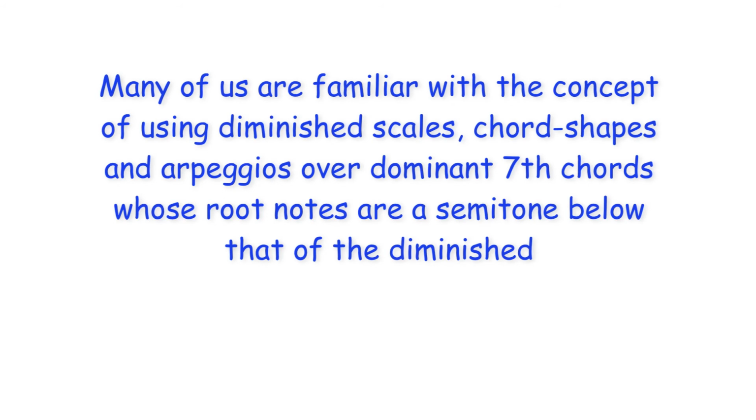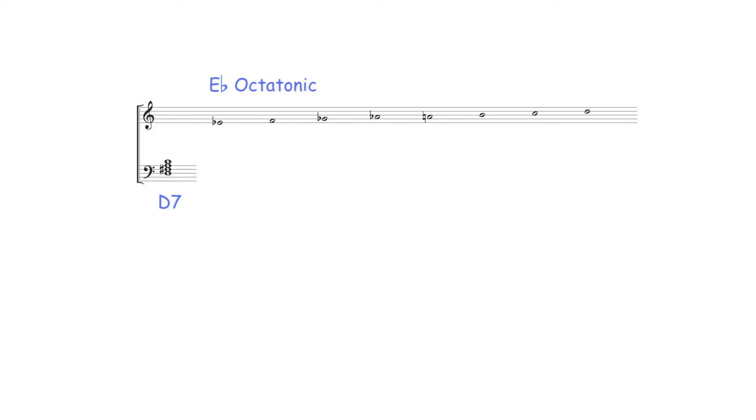Hi everyone. Many of us are familiar with the concept of using diminished scales, chord shapes and arpeggios over dominant 7th chords whose root notes are a semitone below that of the diminished. For example, over a D7 chord, the E-flat octatonic or diminished scale may be used.